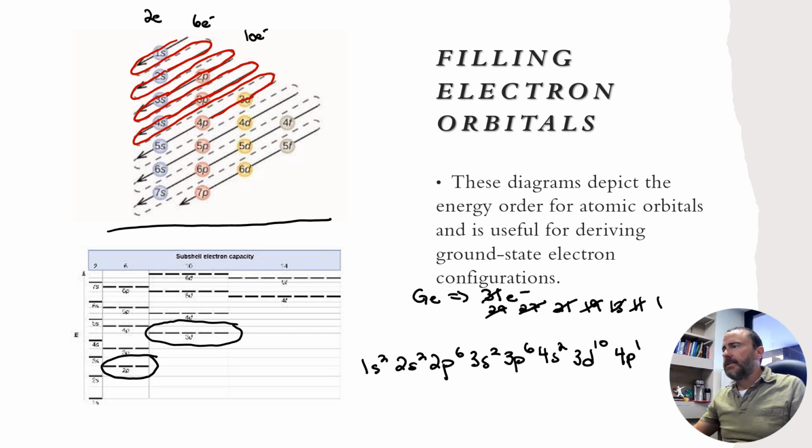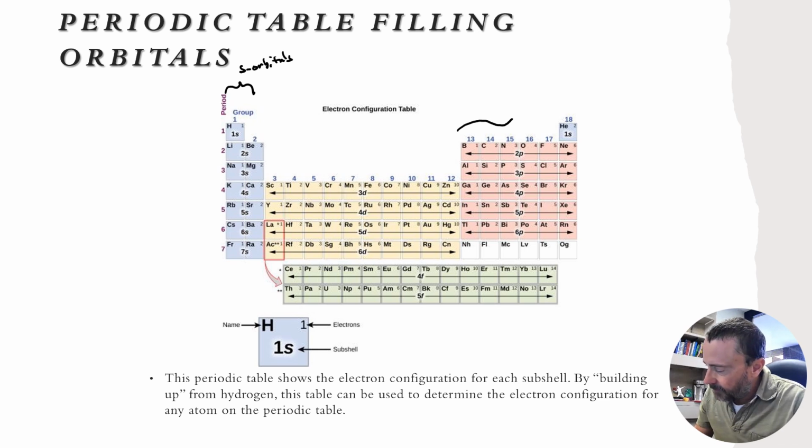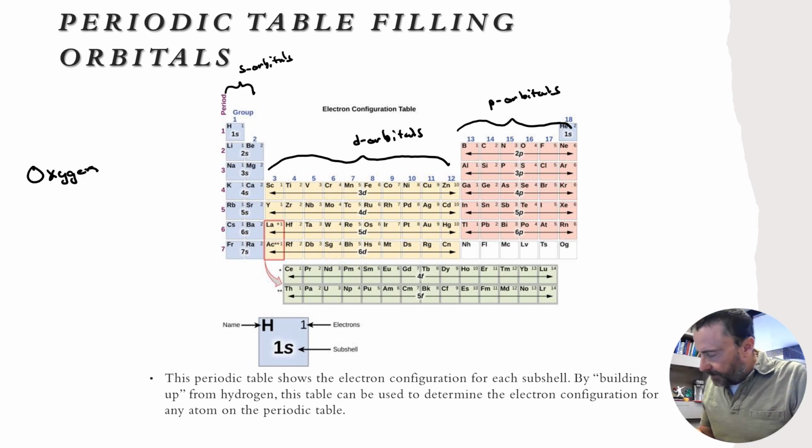The last way that we can do this is by using the actual periodic table. By using the actual periodic table, it's knowing where our s orbitals, p orbitals, and d orbitals are. So again, I'm going to do something a little bit easier, but I could do oxygen. We could find oxygen here on our periodic table. I'm putting a little X there, marking our oxygen.